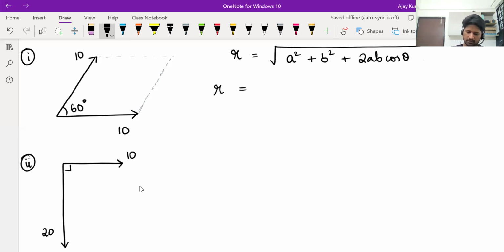Next question, one vector 20 units magnitude, another vector 10 units magnitude, angle between them is 90 degrees. Tell me the magnitude of the resultant.